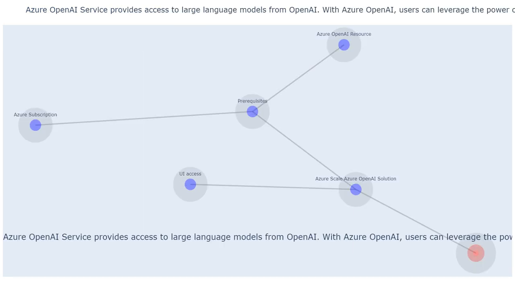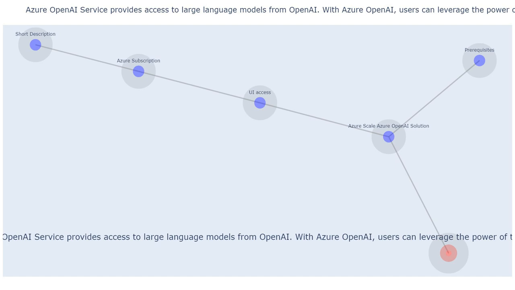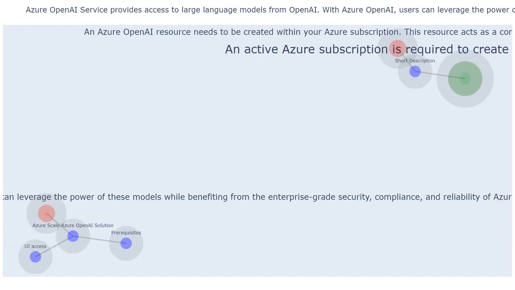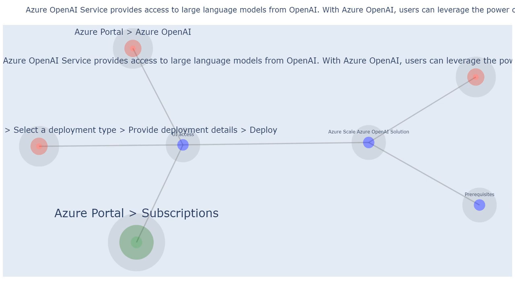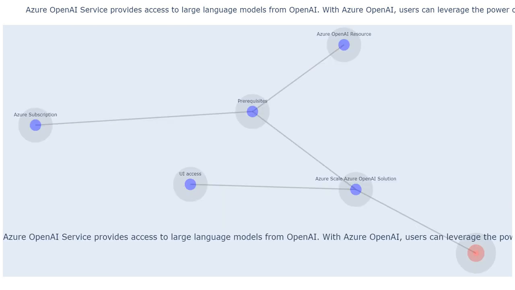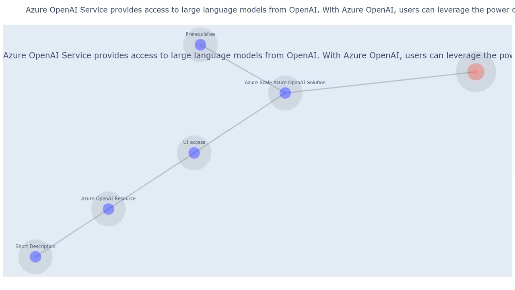Prerequisites: Azure subscription. Short description. An active Azure subscription is required to create and use Azure OpenAI resources. You can create a free Azure subscription and start experimenting with Azure OpenAI services. You can even get free credits for your new subscription. UI access. Azure portal subscriptions. Azure OpenAI resource. Short description.